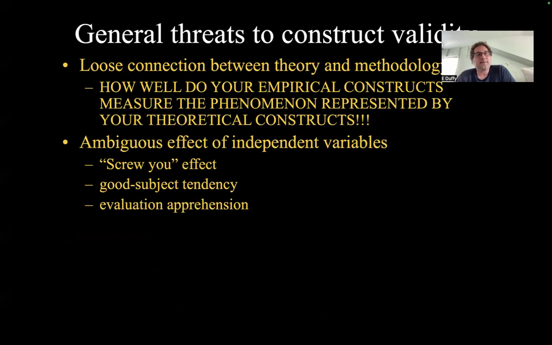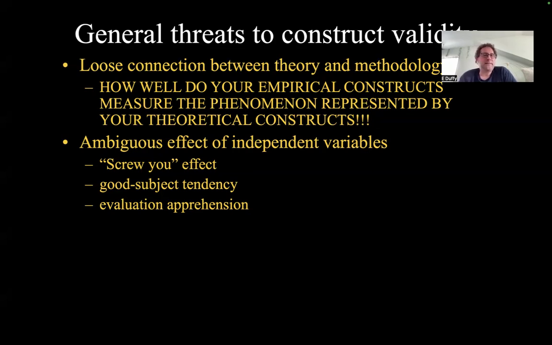Another general threat to construct validity might be loose connections between theory and methodology. Again, you always have to ask yourself, how well do your empirical constructs measure the phenomenon represented by your theoretical constructs? Are you using the right task in your experiment or in your study to tap into all that's represented by your theoretical construct? If not, then no number of subjects is going to help you improve this situation. So you need to really be cognizant of that.